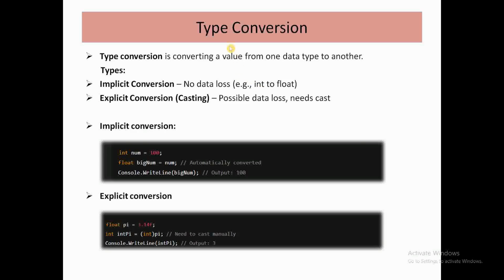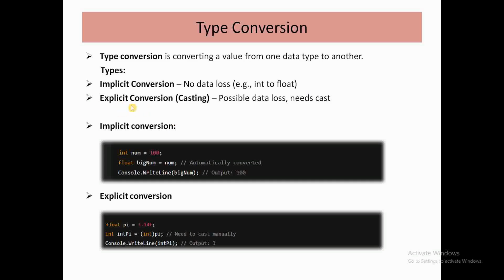Next one, we have type conversion. Type conversion is converting a value from one data type to another, as I already told you in my last lecture about type conversion. Here are some types like implicit conversion and explicit conversion. Implicit means no data loss. For example, if we are putting an integer value into a float value, then it will not affect, it will not remove any data.